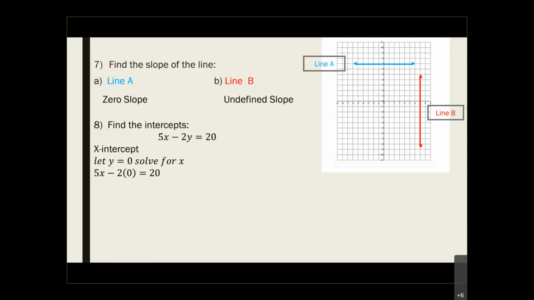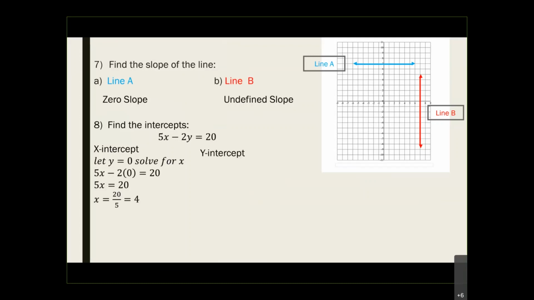And again, anything times 0 is just 0, so everybody see that the 2 times 0 disappears. Now I have 5x equal to 20, right? How do I get rid of the 5? Do you agree that I need to divide by 5? 20 divided by 5 is equal to 4, which is your x-intercept: (4, 0). Your y is 0, your x is 4. And again, if you find the x-intercept, you let y equal 0.